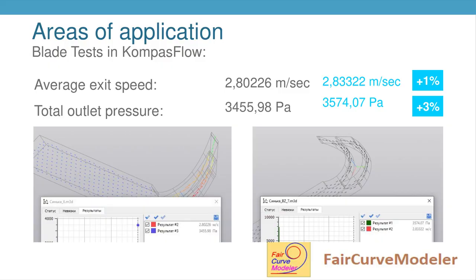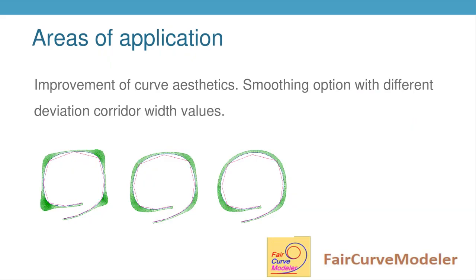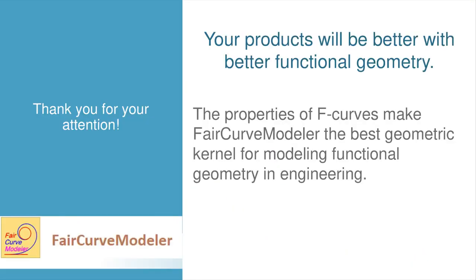We believe that the basic criteria for the aesthetic curves are the criteria of fairness. The other criteria are secondary. There are many of them in technical aesthetics. Your products will be better with the better functional geometry.